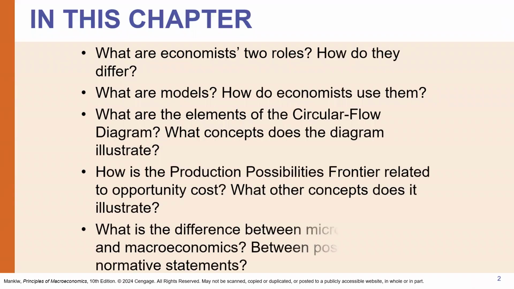In this chapter, we will look into the following questions. What are economists' two roles? How do they differ? Second, what are models? How do economists use them? Third, what are the elements of the circular flow diagram? What concept does the diagram illustrate? Fourth, how is the production possibilities frontier related to opportunity cost? What other concepts does it illustrate? Fifth, what is the difference between microeconomics and macroeconomics, between positive and normative statement?